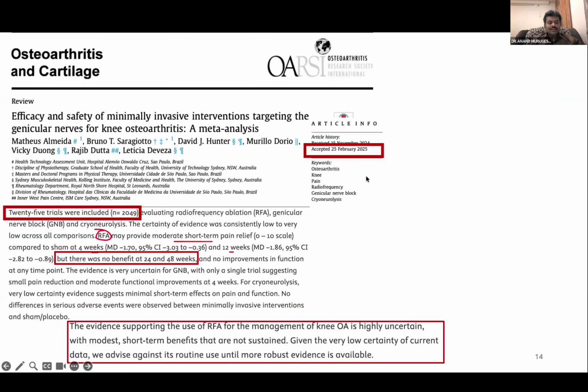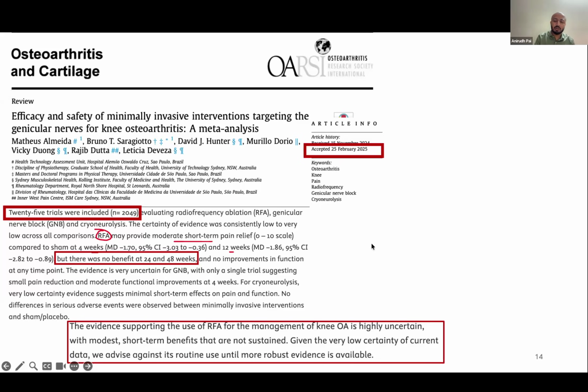You are audible. Yes. So while more recent systematic reviews report just approximately 50% responder rates, it is important to see that there are a few other studies, also quite recent, which show that the response is not that great. Like this particular systematic review, where they had studied 25 trials. This was published in 2025, by the way, in Osteoarthritis and Cartilage.